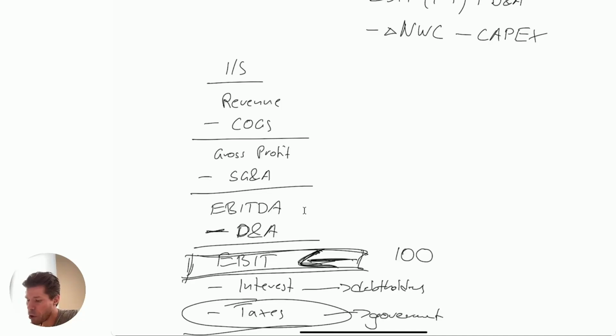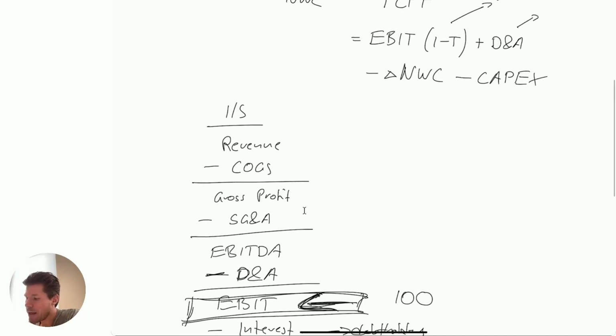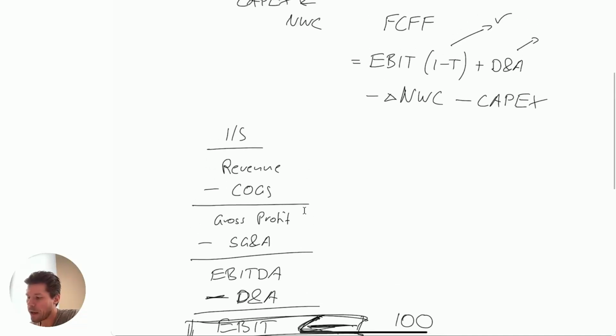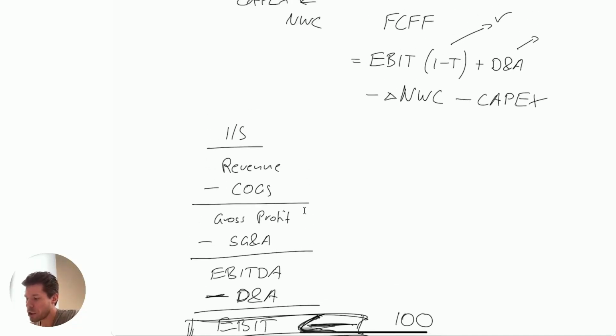We do it for tax purposes. We need to add it back because our EBIT number here is too low. It does not reflect our full free cash flow position. So we add this back. Number one. Number two, CAPEX.